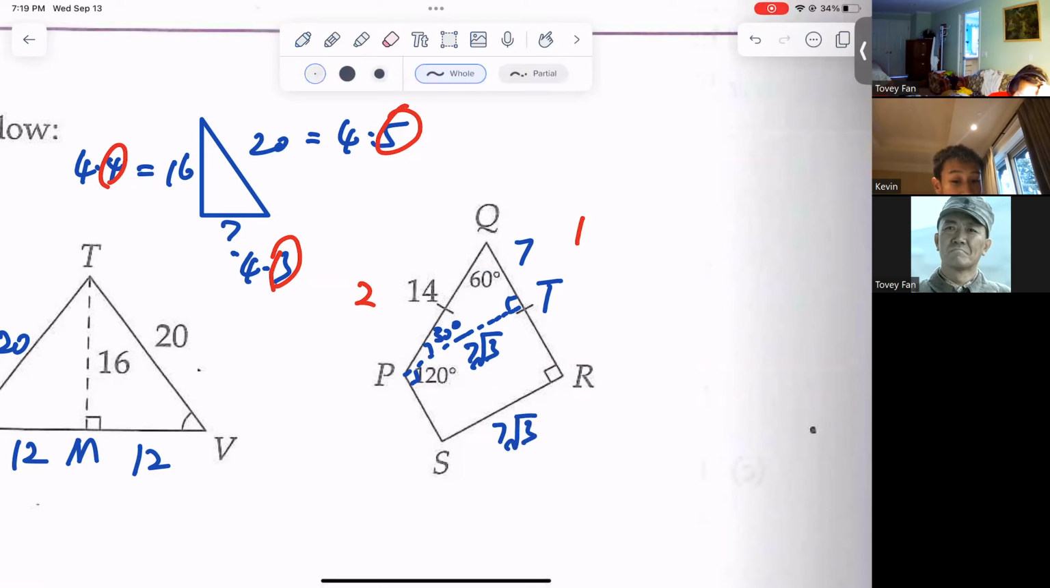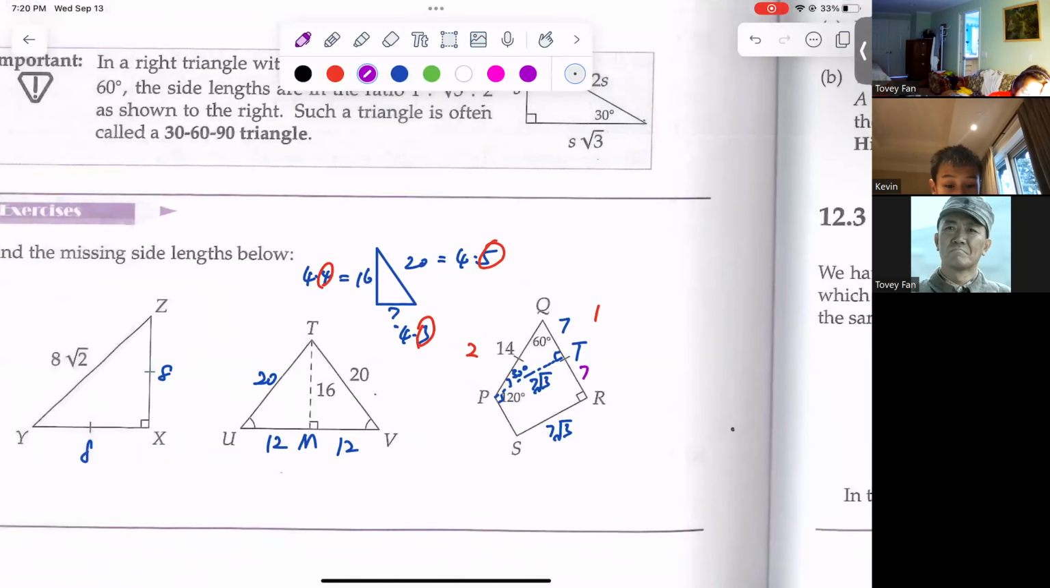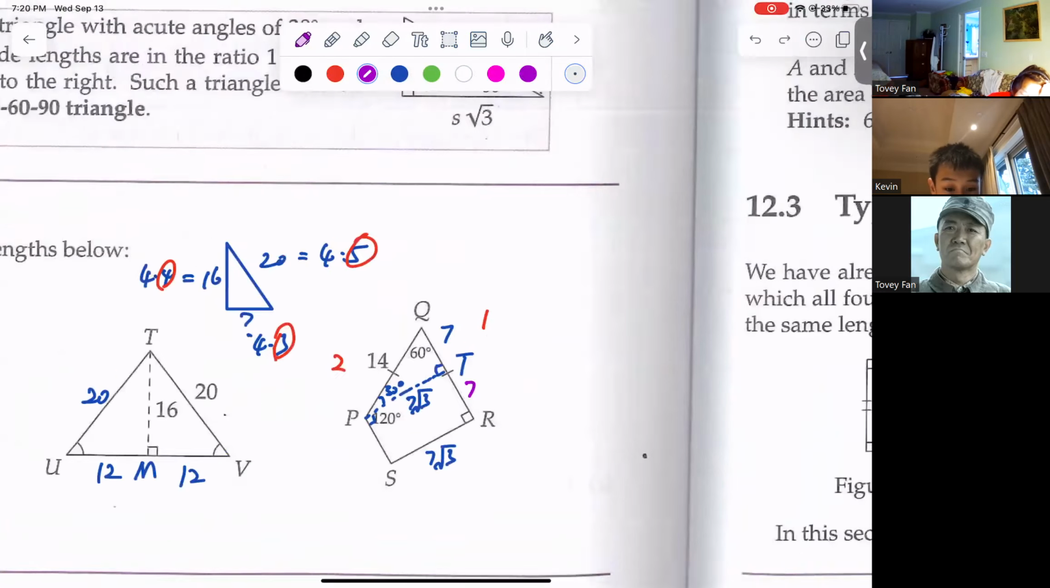I think you probably didn't see this. There's a bar here, see? Bar, bar. So that's 14. That means this side is 14. That means this is 7, okay? I think you didn't see it, but that's simple. I just want you to know this, okay? Use the ratio thing.